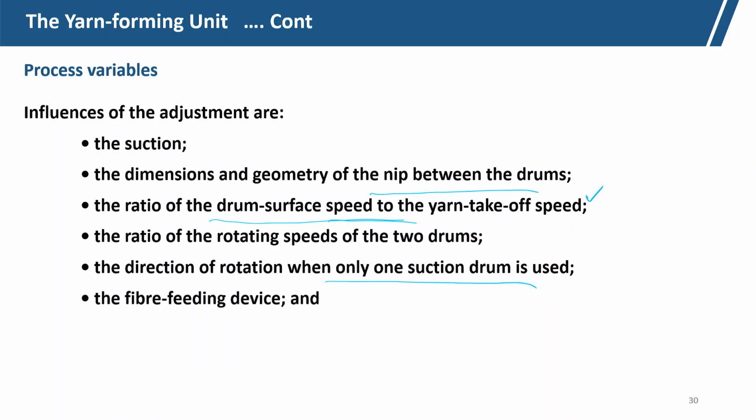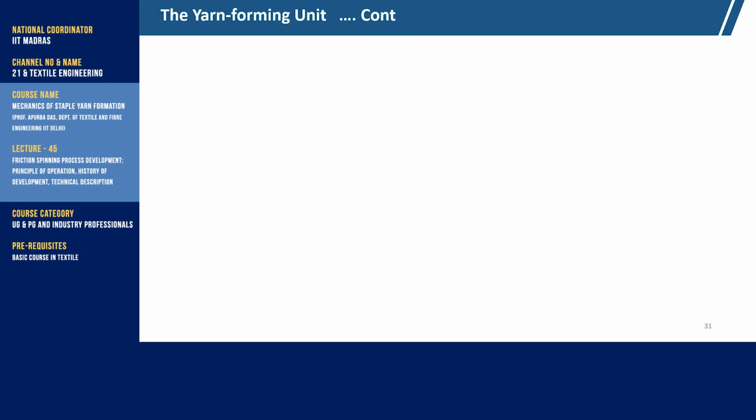The fiber feeding device, the direction of yarn takeoff. So, these are the different process variables for friction spinning.